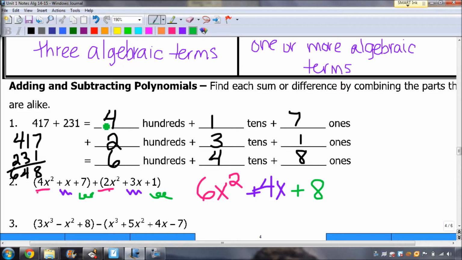See how this says 4 hundreds? This is 4x squared. See how this says 1 ten? This is 1x. See how this says 7 ones? Here's my 7, okay? And then here, you've got 231. So here's my 2 hundreds, here's my 3 tens, and here's my 1 one. So altogether, I've got 6 hundreds, 4 tens, and 8 ones. Okay, so the whole point of doing this was to see the relationship between the two right here.